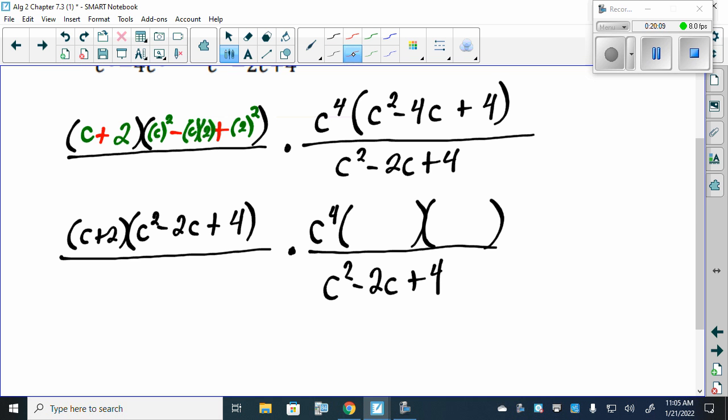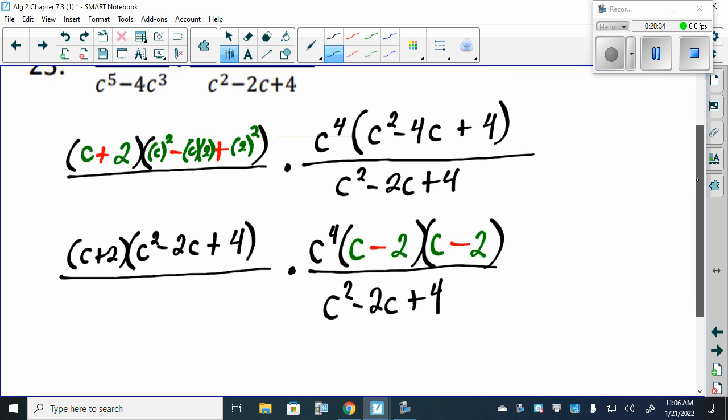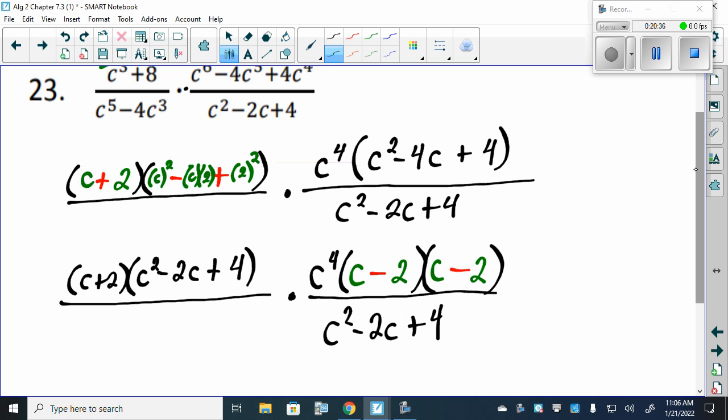Since the third term is positive, the signs are the same and they match the sign of the middle term, which would be negative and negative. The factors of c squared are c and c, and the factors of 4 are 2 and 2. Okay. Any questions on this so far before we look at the last one?